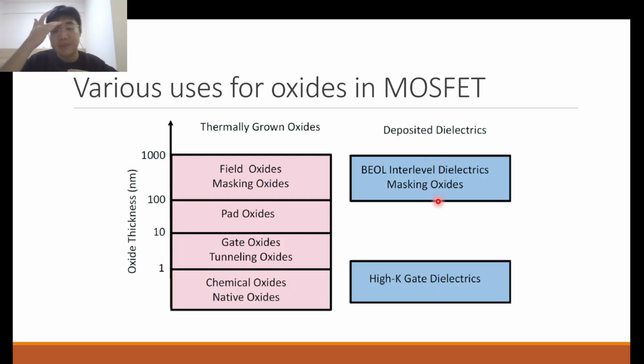Normally these deposited dielectrics are used for interlevel dielectrics, ILD. High-k gate dielectrics are also a type of deposited dielectric, because they are often not based upon silicon, so they cannot be thermally grown by consuming the silicon itself.